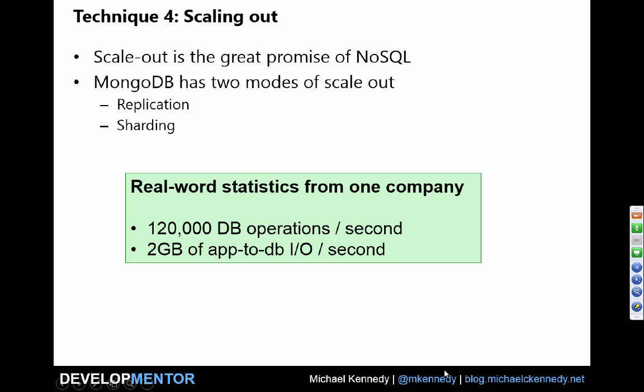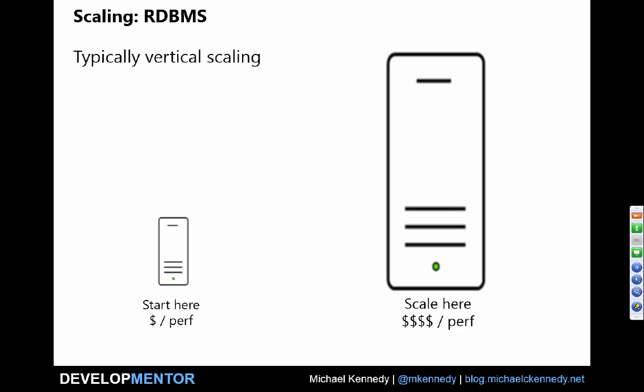So here's an example that somebody I know was talking about. They had MongoDB going in a sharded cluster. We'll talk about what sharded cluster means in a moment. And they were doing 120,000 database operations a second, like updates and inserts and queries and things like that. And they were doing 2 gigabytes of traffic over the network between the application and the database server. So, a much higher number of database operations than you can get out of even a scaled-up SQL Server.